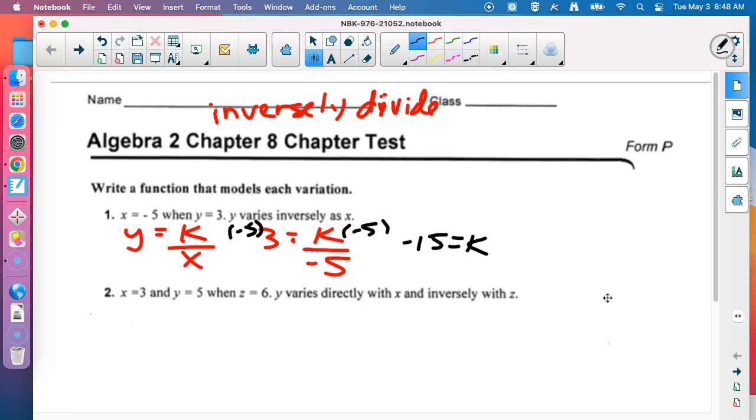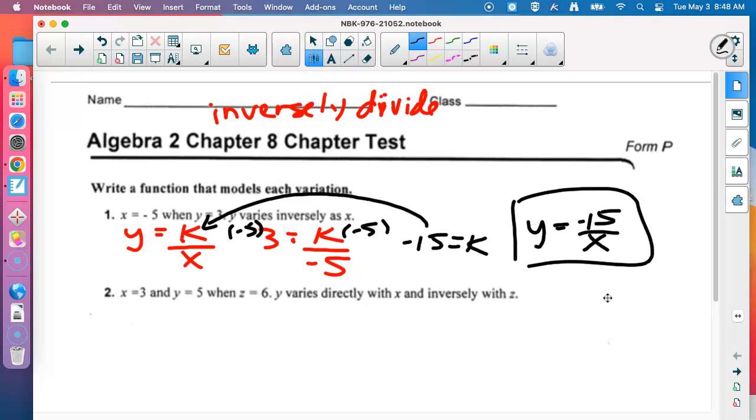It didn't say write an equation and figure out what k is. It said we are supposed to write a function that models that variation. So we have to put this -15 back in here for k. That's the model for inverse variation. So don't stop when you think I've got k. You've done most of the work, but you didn't plug it back in yet. Our job is to figure out k and plug it back in.